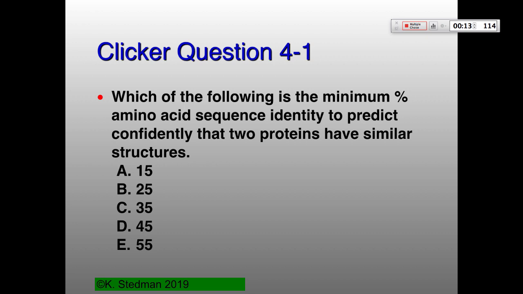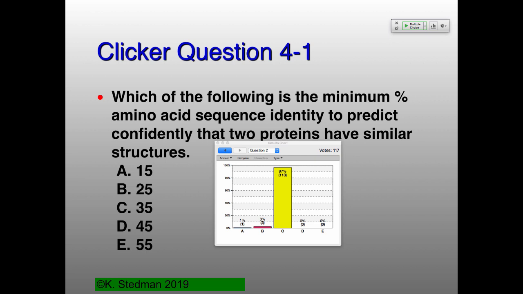No more votes. In theory, there are 160 people registered for the class, so 45 of you, a few of you came in. Okay, so yes, it is 35.